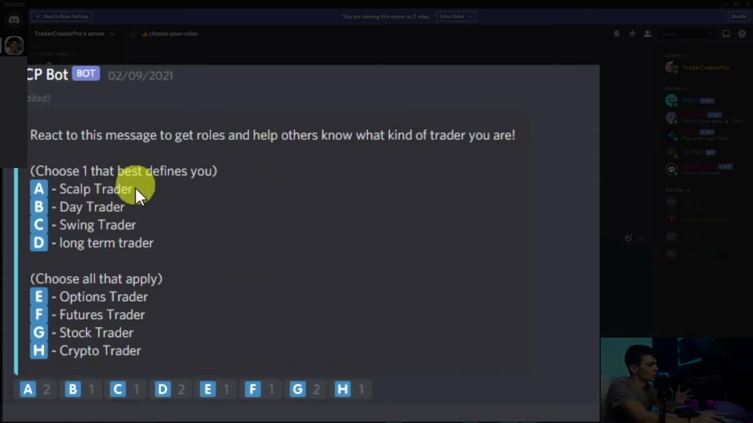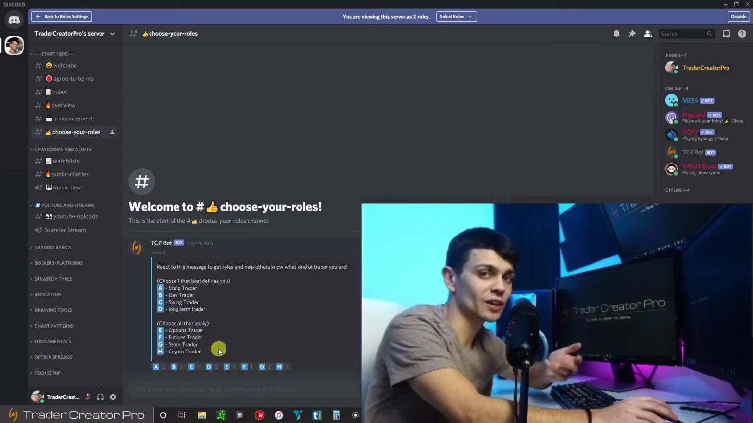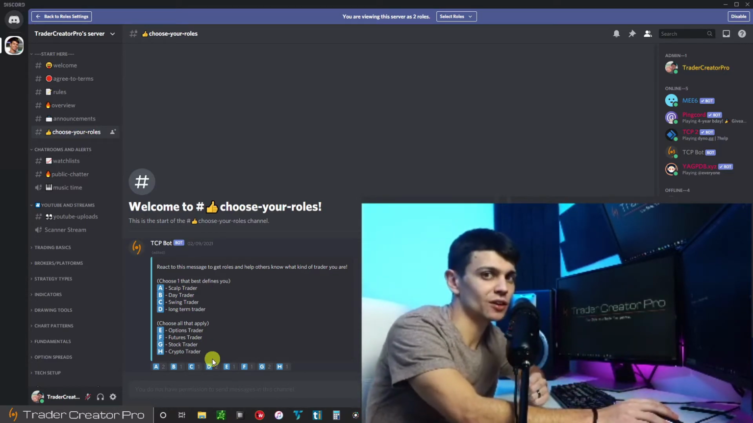So you can choose your role as a scalp trader, day, swing, or long term. This basically just is to help other people know what kind of trader you are, and then you can connect with other people that do the same style of trading that you do.